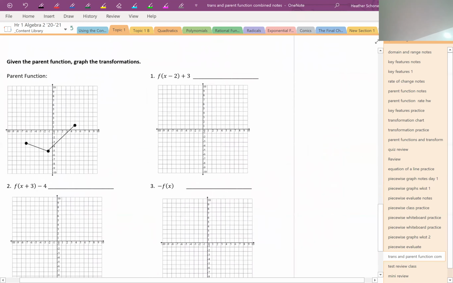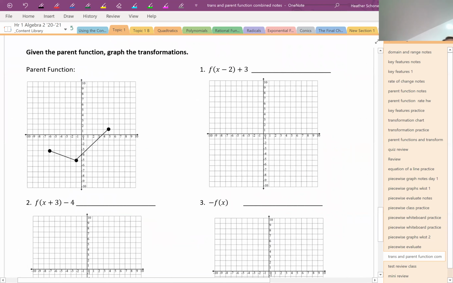Okay, the last part we've done before, but I think it's good to redo. So looking at this parent function, I want to move it and do all the transformations. Before I do that, I'm going to identify these points. Like this first point is -6, -3. This one is -1, -5. And this one over here is 5, 1.